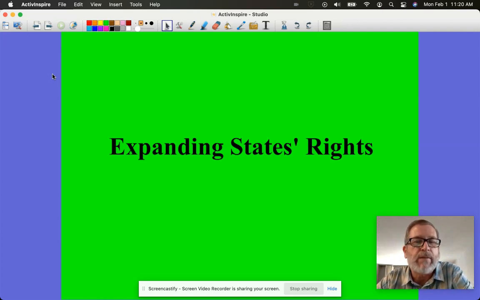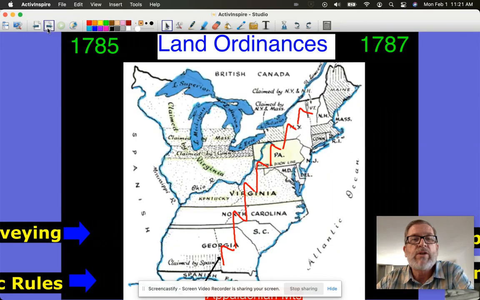How do states become states? How do townships become townships? How do we divide land up and use that land to make money, and basically pay off America's debt? That has to do with the expansion of our country and the expansion of states. So if we do that, we have to start with the land ordinances of 1785 and 1787.